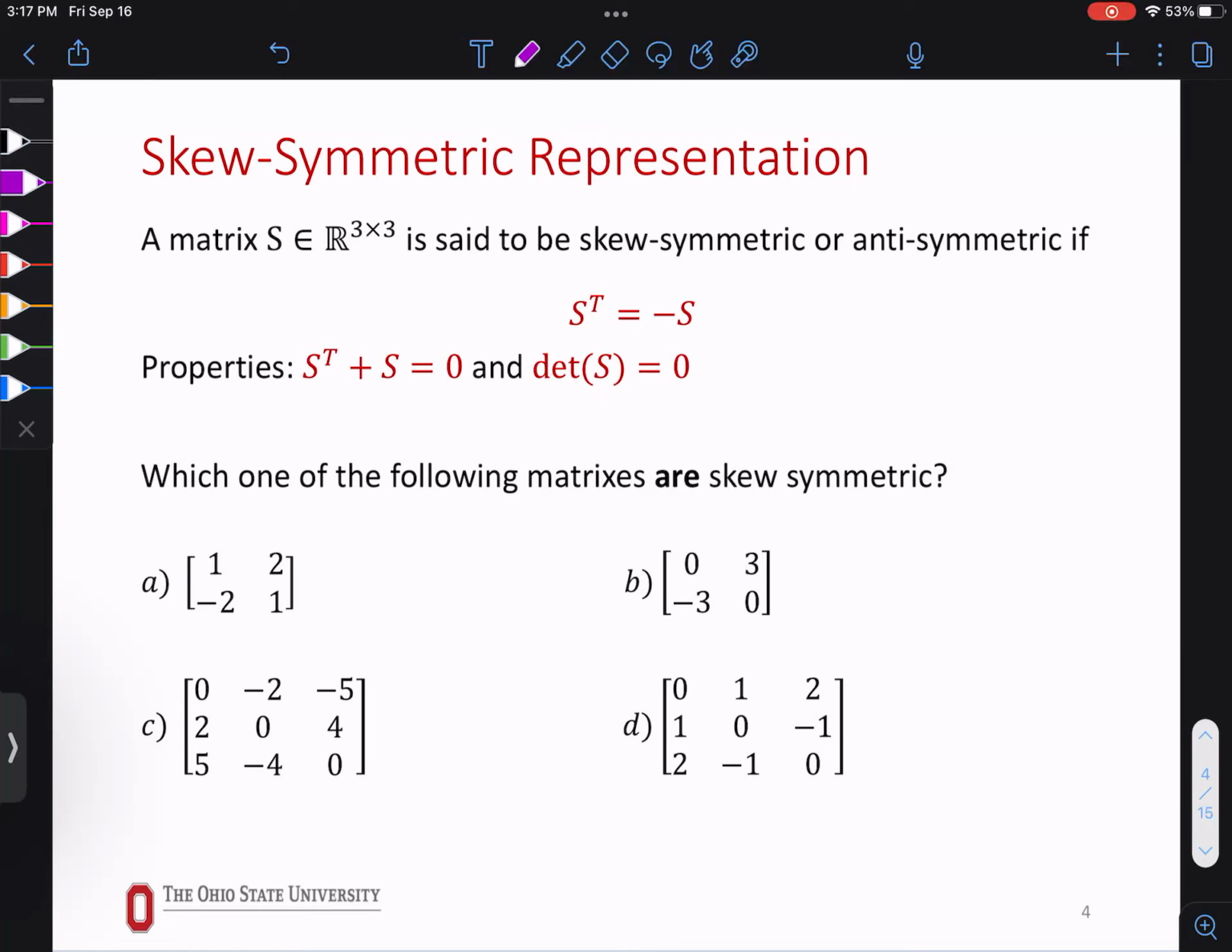Now, tell me which one of these are skew symmetric. Spend a minute or two, follow those, and then for A, B, C, D, find for each one what could be the skew symmetric version of them.